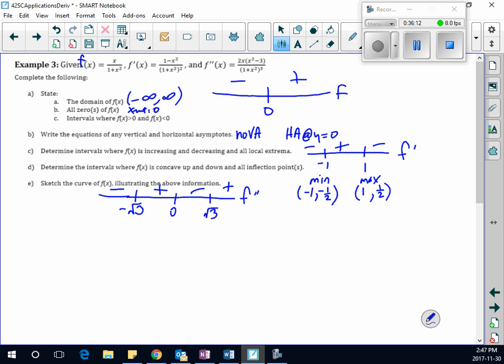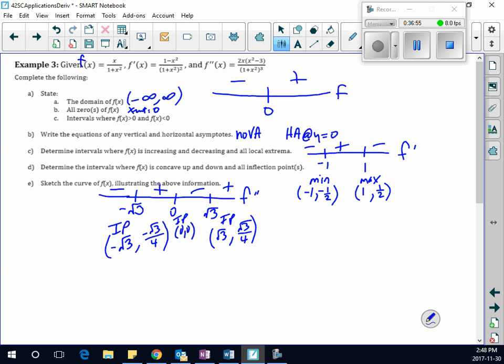Okay, do we have any inflection points? Yes, we have an inflection point here. What is my inflection point? Negative root 3, comma, negative root 3 over 4. What about 0? Is that an inflection point? Yes, we didn't calculate at 0. It is 0. So inflection point 0, 0. And then inflection point root 3, comma, root 3 over 4, yes? Okay.